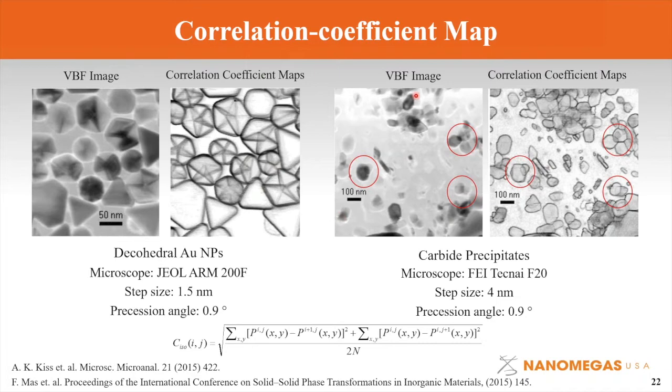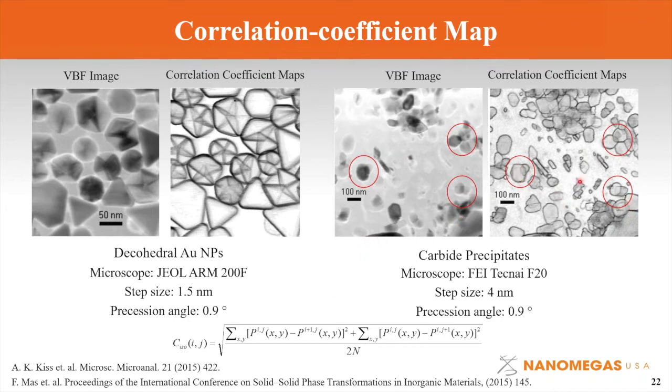And shown on the right is carbide precipitates in steel. Similarly, in the virtual bright field image, you can see some blurred contrast where there's a cluster of grains. While on the right-hand side, the correlation coefficient map nicely reveals that those are actually overlapping grains. You can make out the small grain overlapping with the large grain.